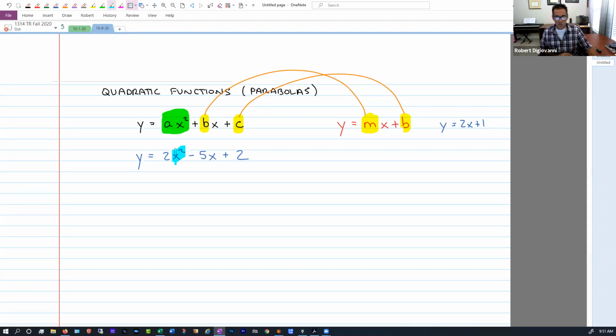All right, now we just talked about what happens with a line. If you change the m, what happens? The pitch of the line changes. If we change the b, the line moves up and down. So over here with the parabola, we want to know the same thing. What happens when you change the a? What happens when you change the b? What happens when you change the c?